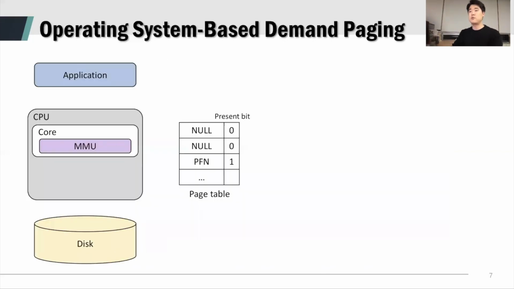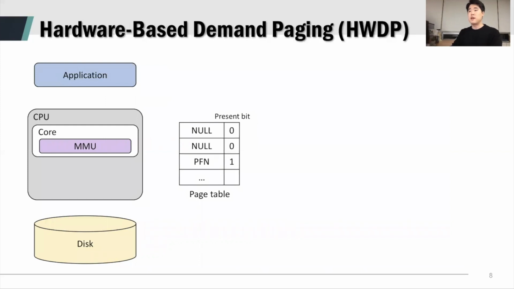For a clear comparison with our scheme, let's first look at operating system-based demand paging. When an application accesses any virtual address, the MMU scans the page table and raises a page fault exception if it misses, for the operating system to fetch the requested page from disk. In our scheme, at a page miss, the MMU doesn't raise an exception. Instead, the CPU fetches the requested page directly from disk. This concept looks quite intuitive and efficient, but there are several challenges that need to be addressed to accomplish this.